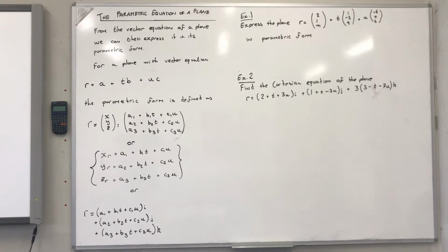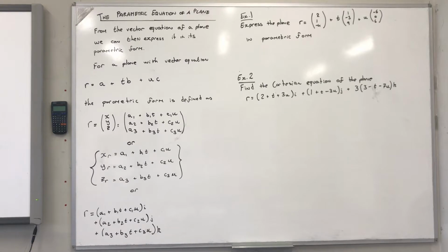Another way of expressing this would be the system of equations there, x equals a1 plus b1t plus c1u, and then the system of equations there. And finally, another way of expressing it would be r equals the system of equations, but with their components i, j, and k. They all mean the same thing.